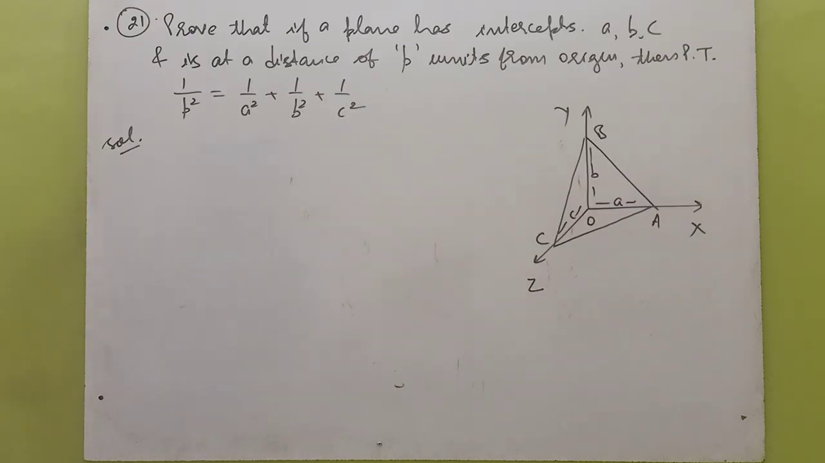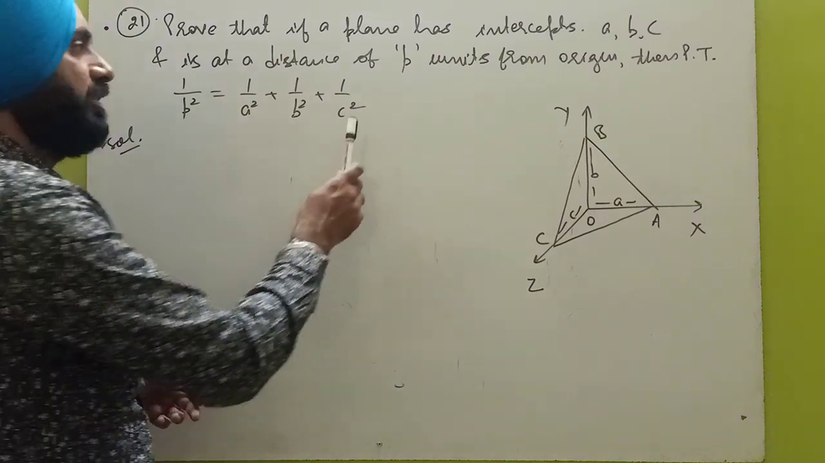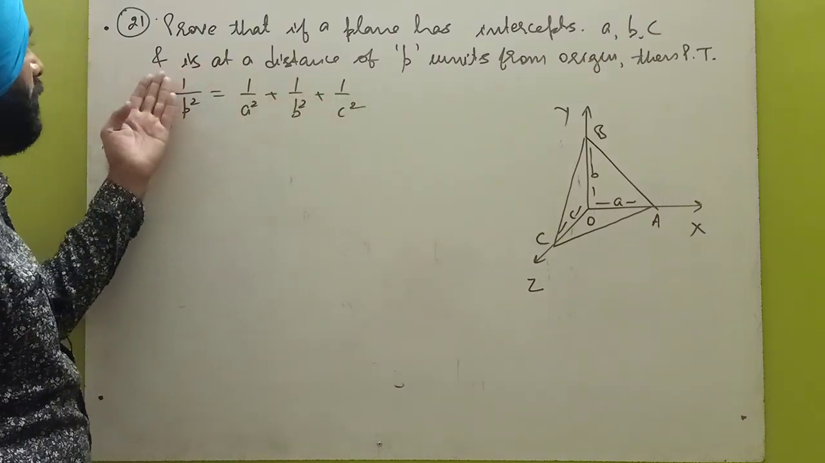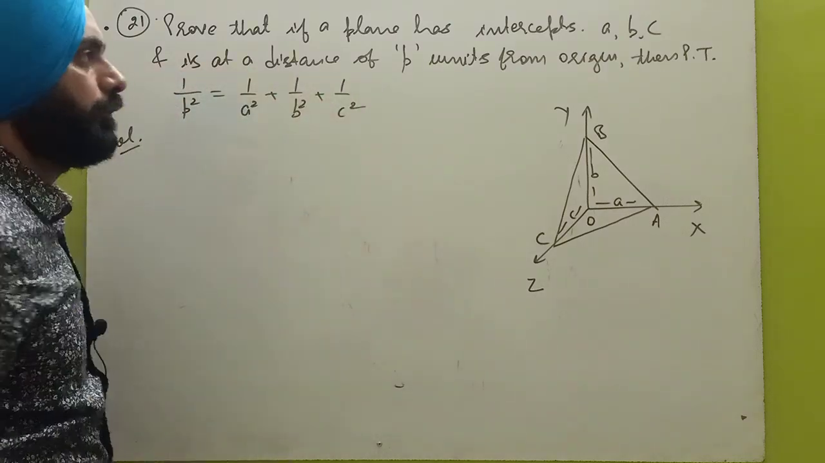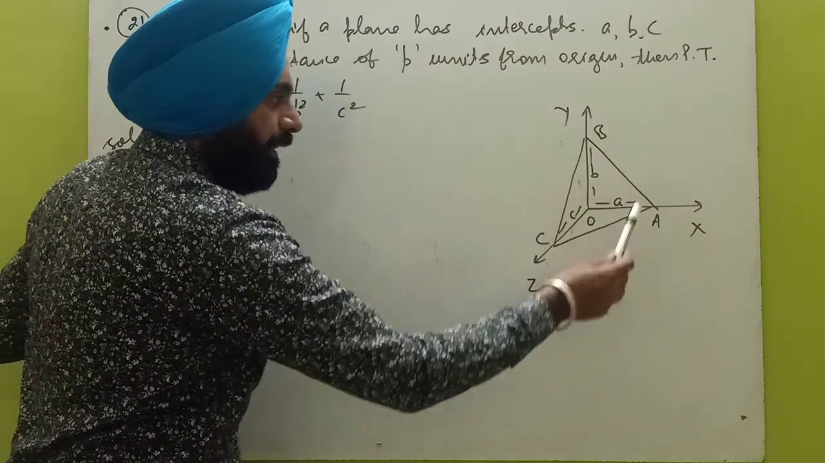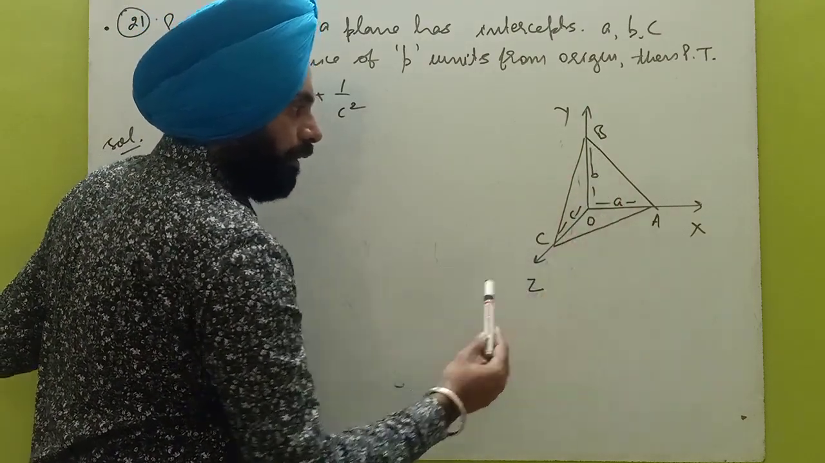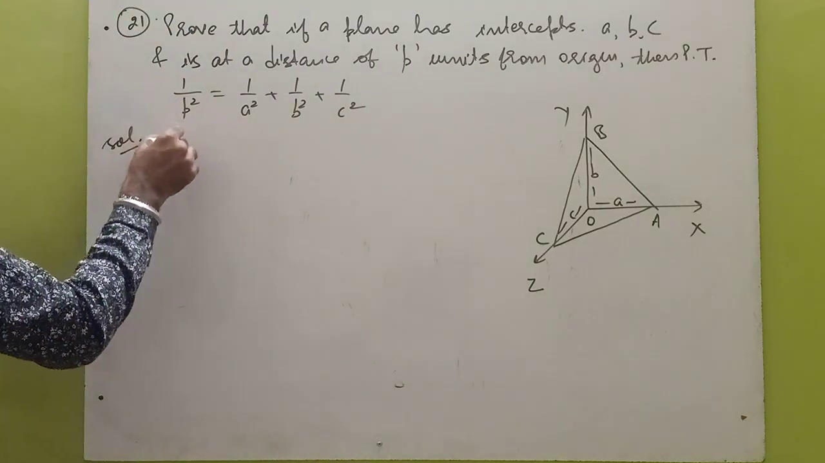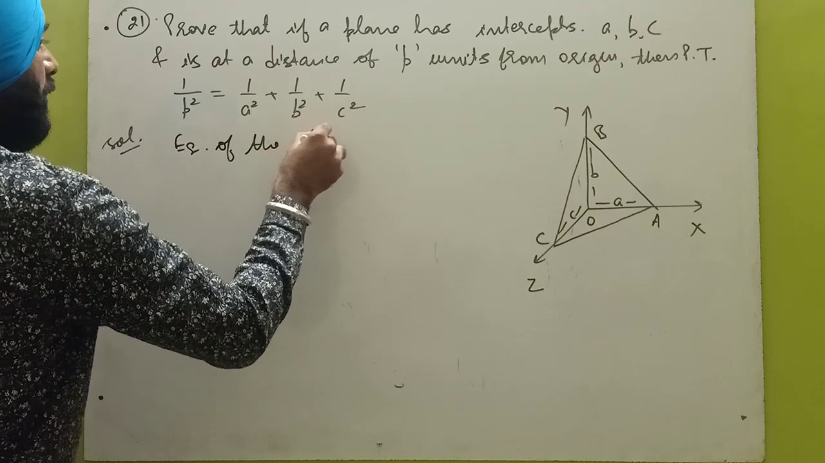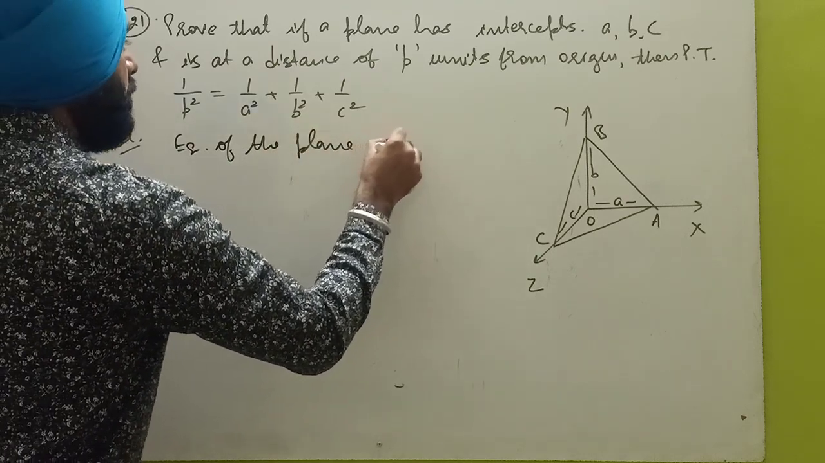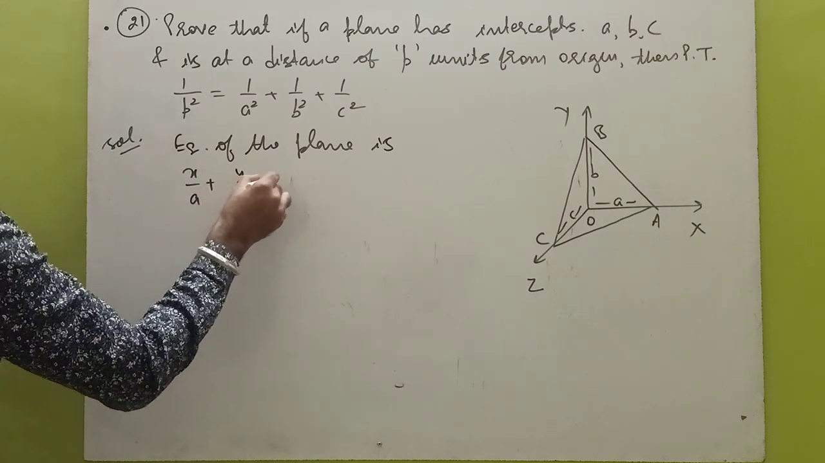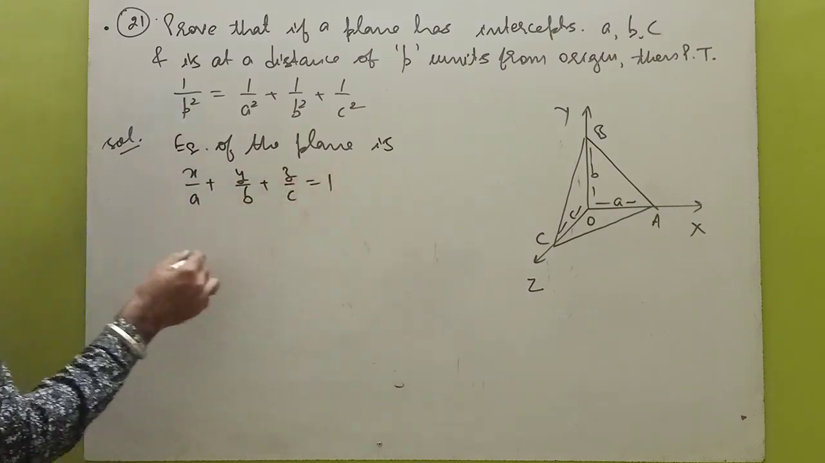Now there is the 21st question, which is again a very important question from the miscellaneous exercise. Prove that if a plane has intercepts a, b, c and is at a distance of p units from the origin, then prove that this thing holds. So this is the plane which cuts intercepts a, b, c on the axes. We know that the equation of the plane having intercepts a, b, c on the axes, applying the intercept form, is x over a plus y over b plus z over c is equal to 1.